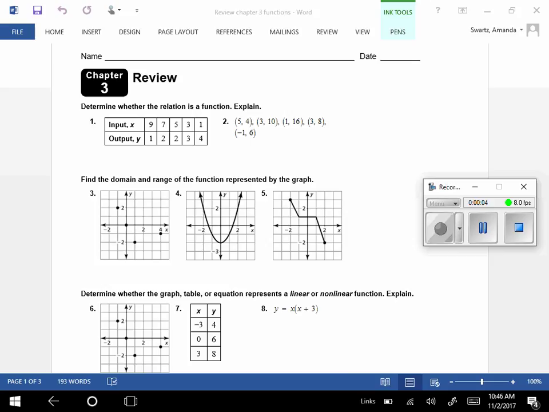Today we're going to look at your review that you did. It's kind of lengthy, so we're going to get going right away. We'll get started on the first part of it here, and then we'll separate it into two parts. So, number one, determine whether the relation is a function.